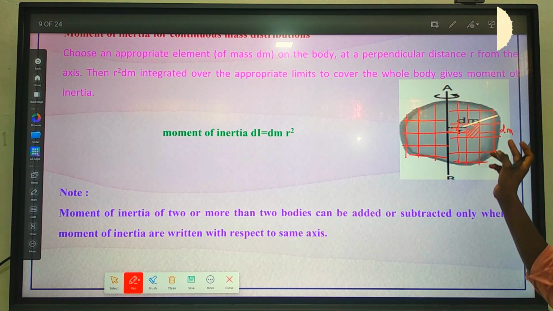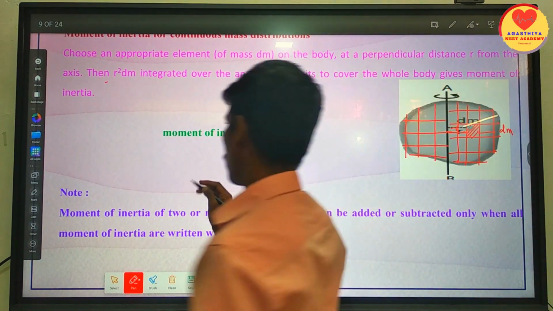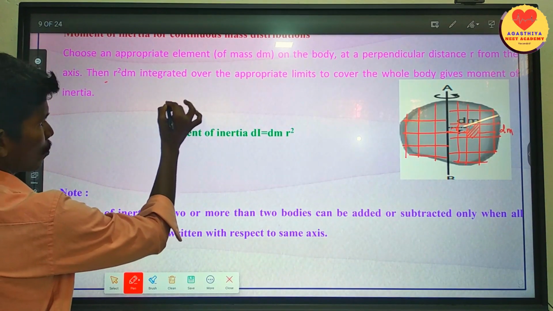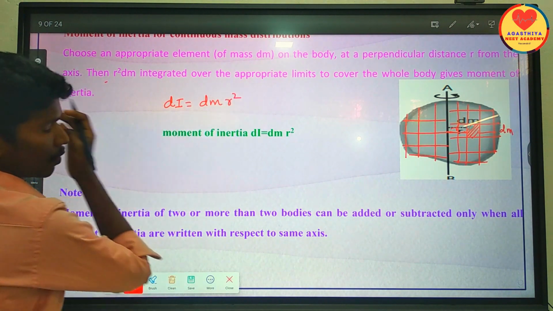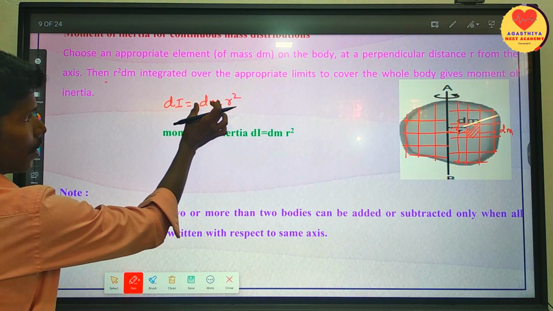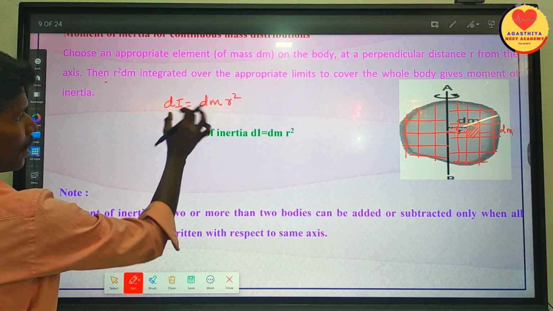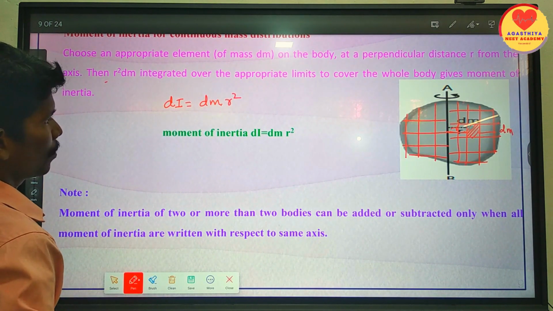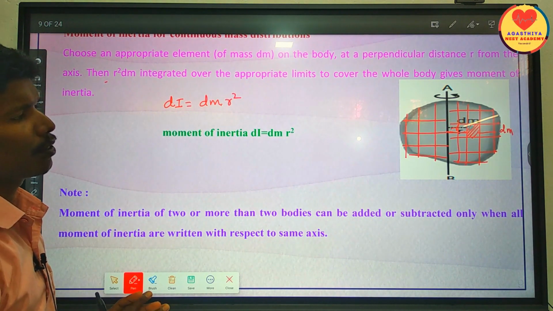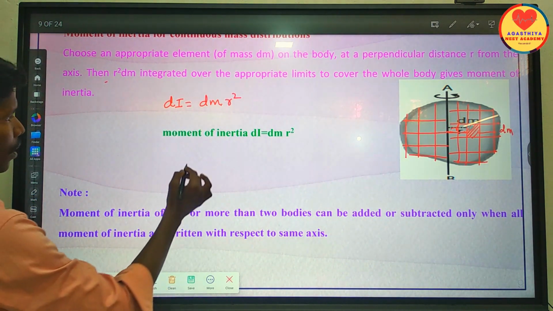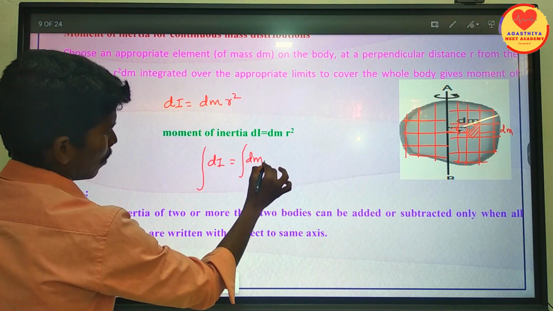I have to find the moment of inertia of a small mass, and after that integrate over these masses. So r square dm. The small moment of inertia is dI equal to dm into r square. For the appropriate small mass element dm, the moment of inertia is dI equal to dm into r square. Now to calculate the whole body, integrate: integral of dI equal to integral of dm into r square.